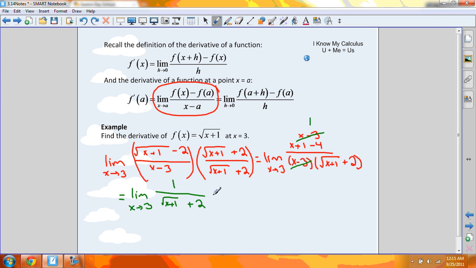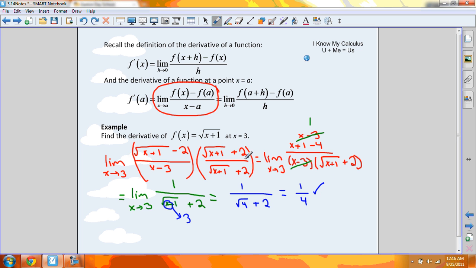Okay, now that I've canceled something, I should be able to plug in x equals 3, and hopefully it'll all work out. So now, if I take this x, and it goes to 3, then I get 1 over square root of 4 plus 2, which is 1 over 2 plus 2, which is 1/4. And I evaluated the limit, so I no longer have to write limit, right? Evaluate means that I plugged in x equals 3.